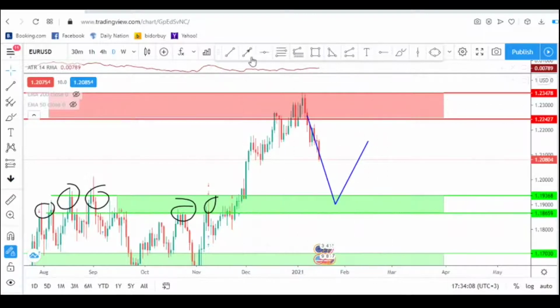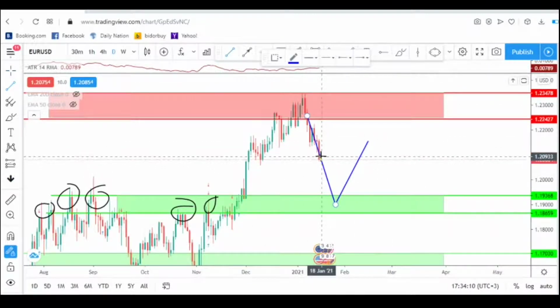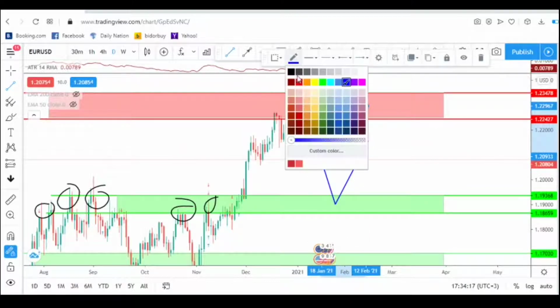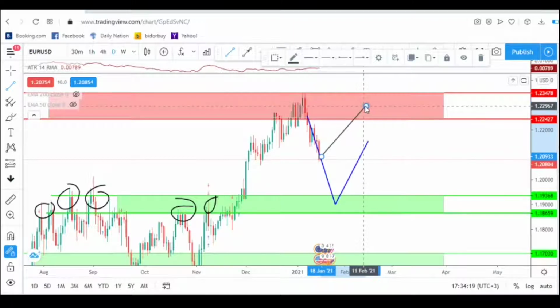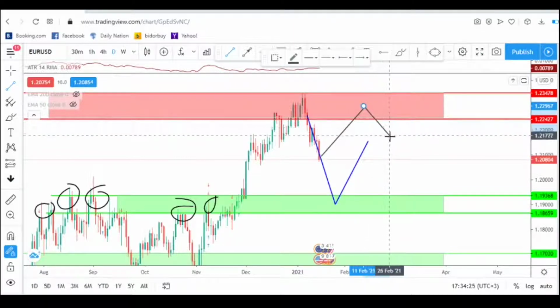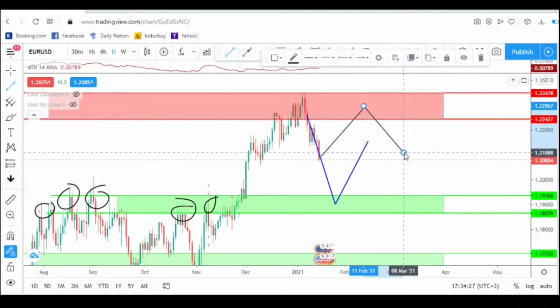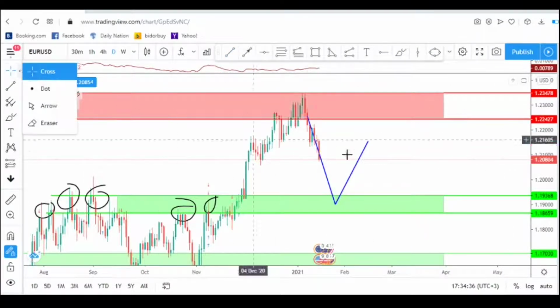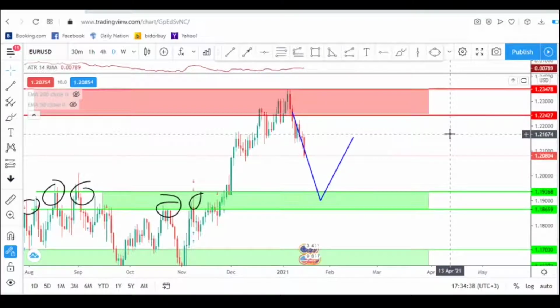But if the market doesn't do exactly what I have said here, and instead makes a pullback to this resistance level, what I will do is to look for an entry reason on a much lower time frame and short the market. But whatever happens, I'll be prepared in advance and just take trades according to my trading plan.